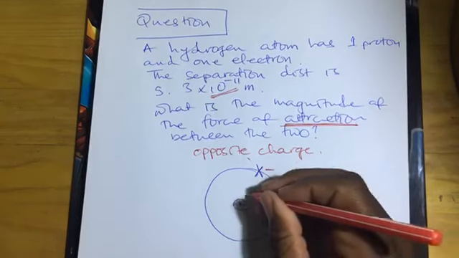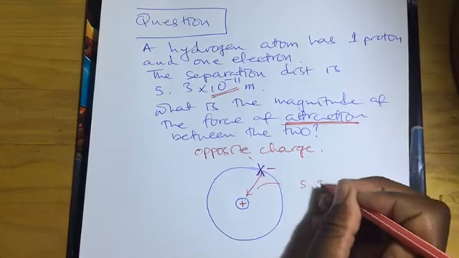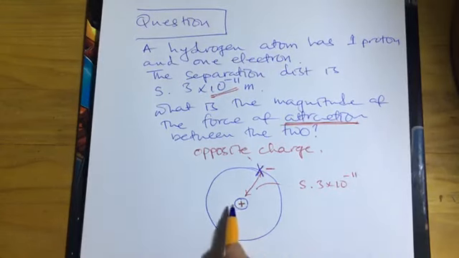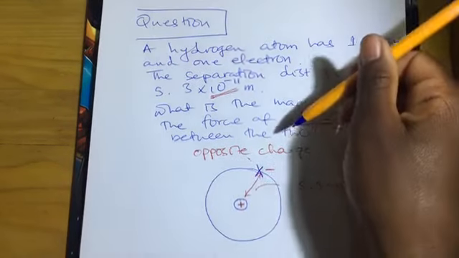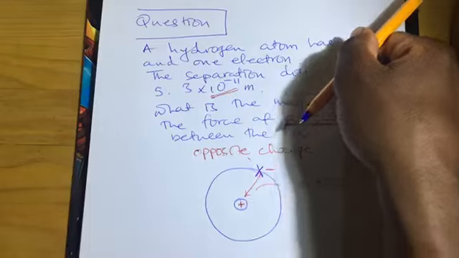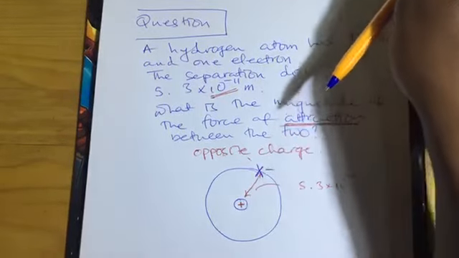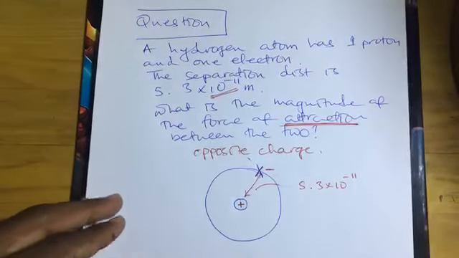The separation distance between the two is 5.3 times 10 to the power negative 11. So the proton will be attracted to the electron and the electron will equally be attracted to the proton. You get? And those two forces are going to be equal in magnitude. You understand? So all we do is plug in.